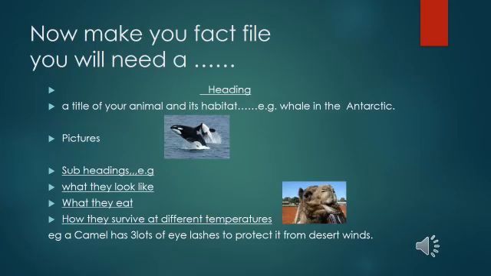I would also like you to make a fact file. So think about what you need to make your fact file. You'll need a heading. So your title could be Whales in their habitats. You'll also need a picture. If you have a look, you can draw a picture, you can cut out a picture. You'll also need subheadings. So think about what you're going to write in your fact file, what they look like. That could be your first subheading.